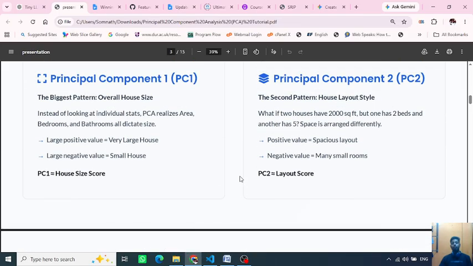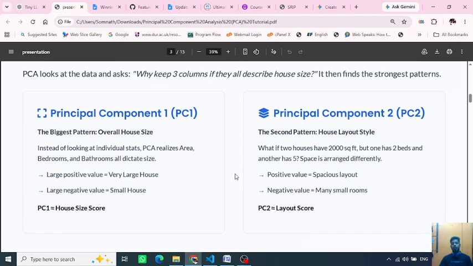So in this way, it creates multiple principal components. Usually we take 100. It's a standard practice. 100 principal components.